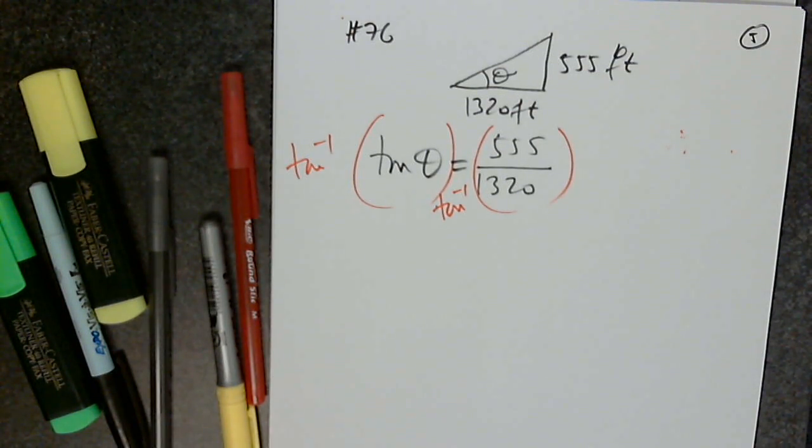So here's our tangent right here, tangent inverse right here in blue in the software. Inverse tangent 555 divided by 1320. Do not press enter. Go back to the mode and change it back to degrees first. And now you can press enter. So it appears that it's roughly 23 degrees.